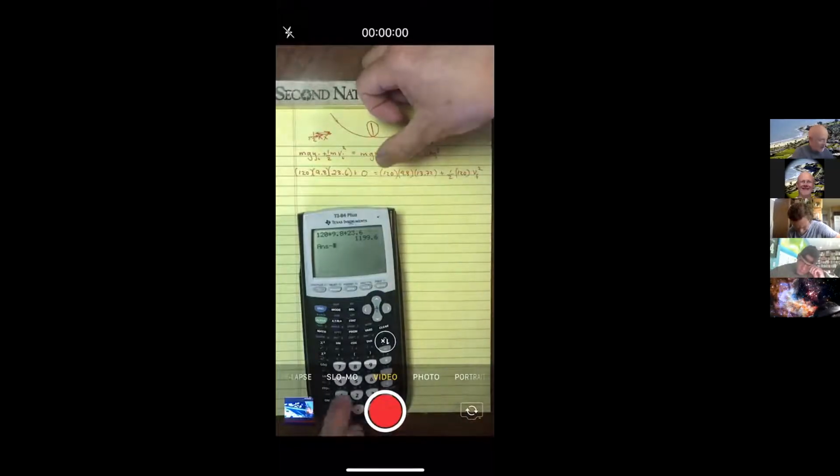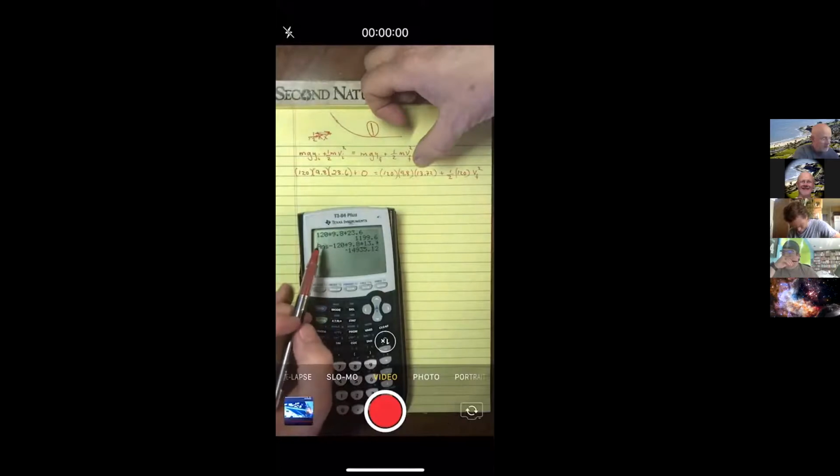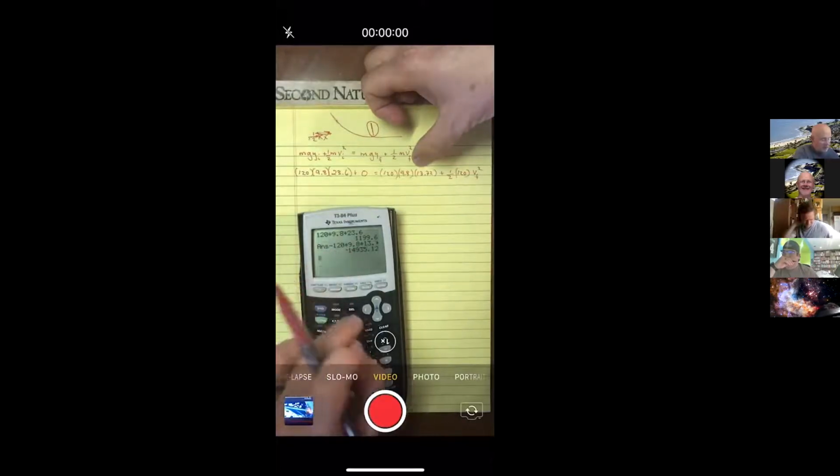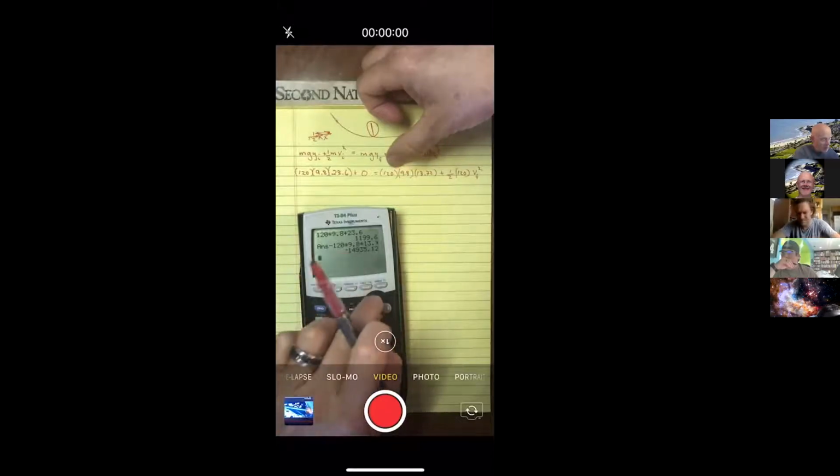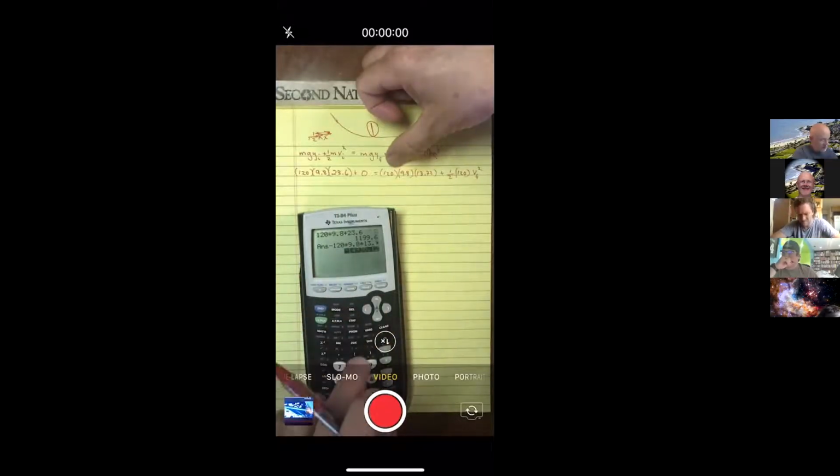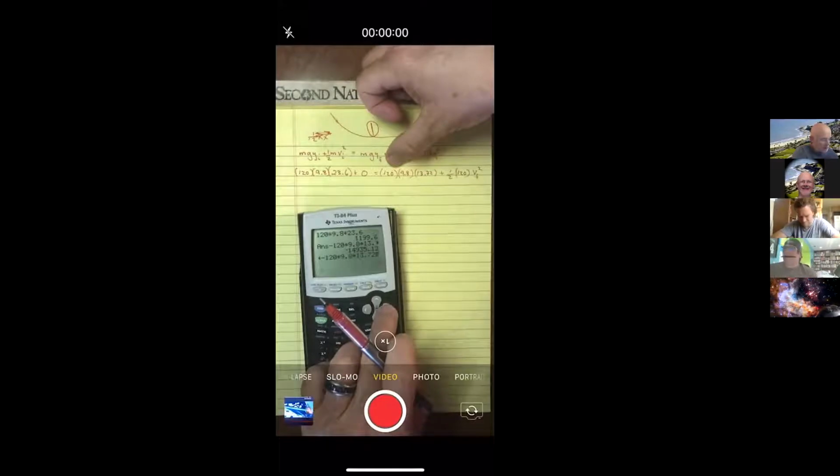Take that number and minus 120 times 9.8 times 13.72. I did something terribly wrong. I got a negative number. Let me go re-enter. What the heck did I type in wrong? 120 times 9.8.